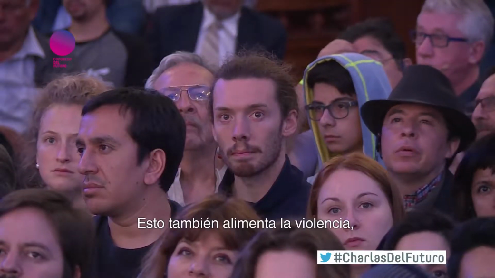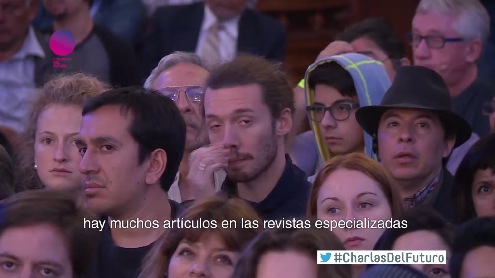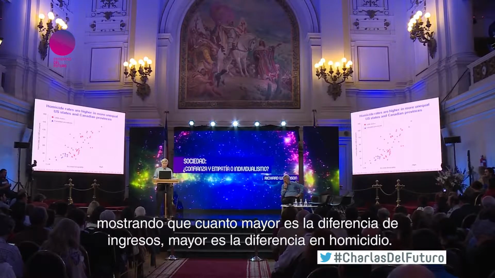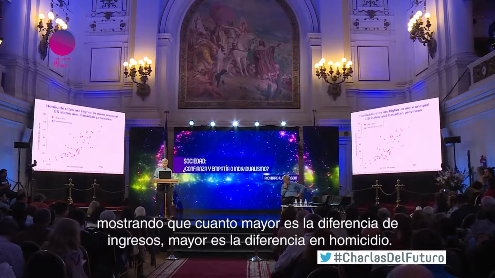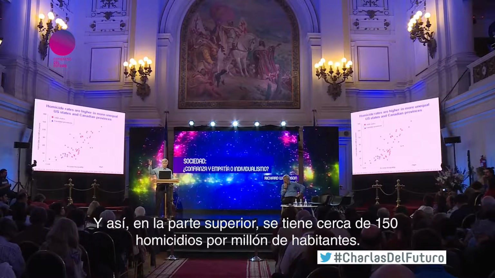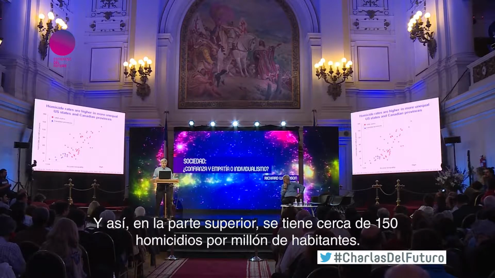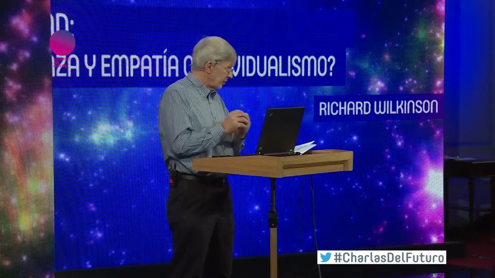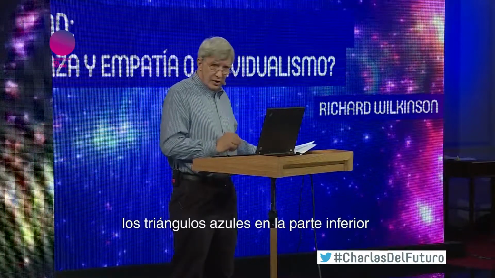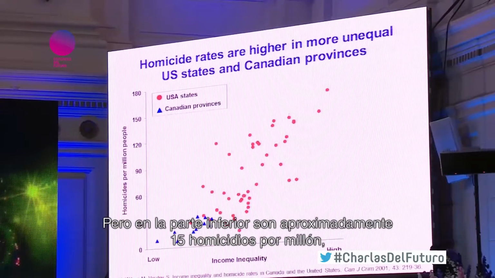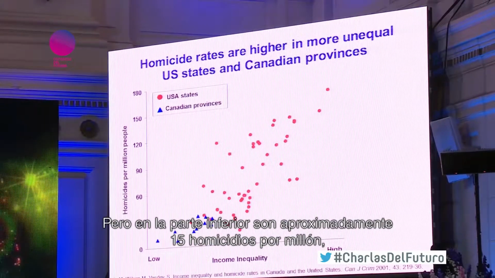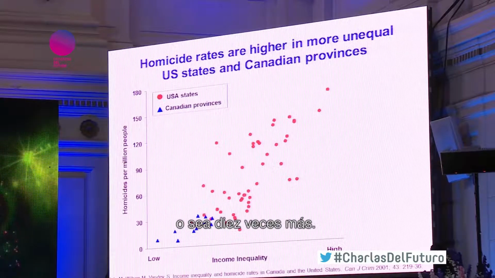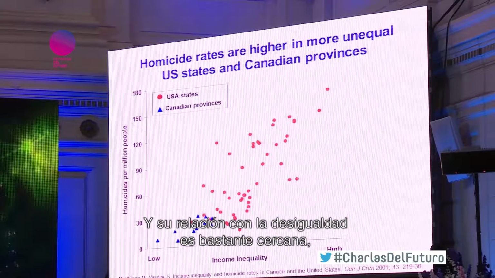This also feeds into violence. There are many papers in the peer-reviewed journals showing that the bigger the income differences, the bigger the differences in homicide. And so at the top, you have about 150 homicides per million population. The red dots are American states. The blue triangles at the bottom are Canadian provinces. But at the bottom, it's about 15 homicides per million. So it goes from 15 to 150, 10 times as much. And it's quite a close relationship with inequality.